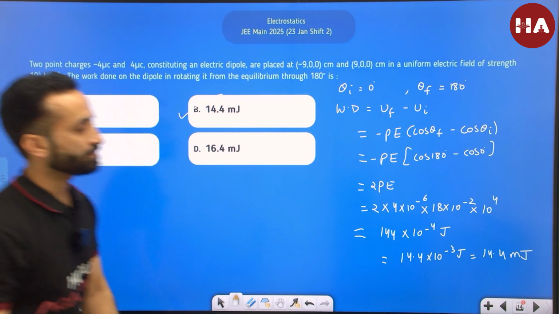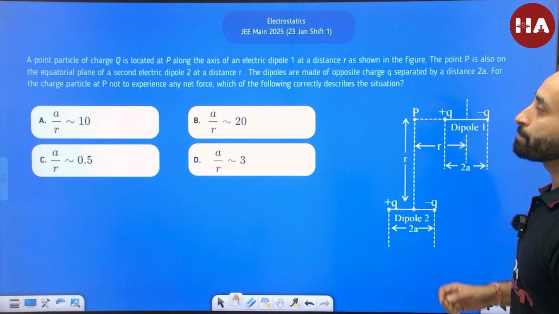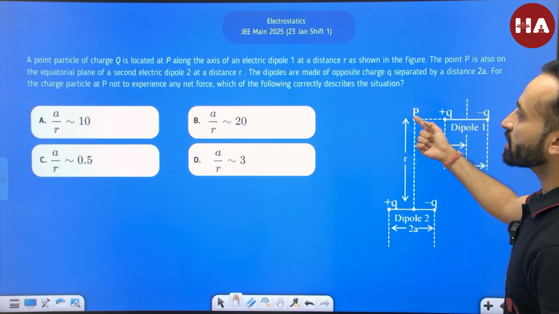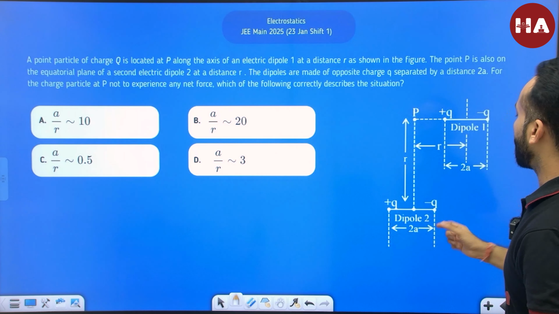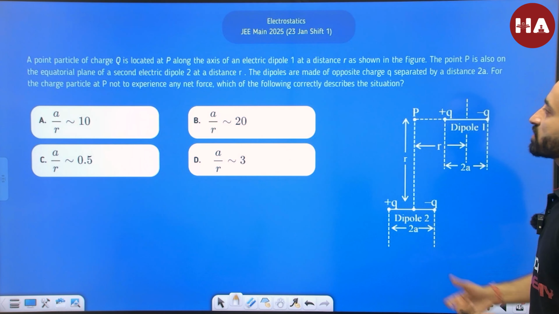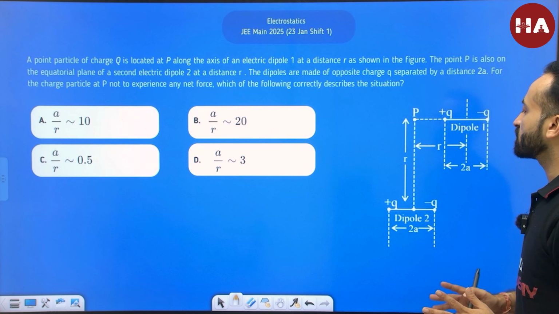All right. Next question is 23rd January shift 1. A point particle of charge Q, okay, is placed at point P, and there is electric dipole 1 and electric dipole 2. So for dipole 1 this is like an axial point, and for dipole 2 this is like an equatorial point. Okay, that's even what they have given us. The dipoles are made of opposite charges separated by a distance 2a as usual. For the charge particle at P not to experience any net force, which of the following correctly describes the situation?